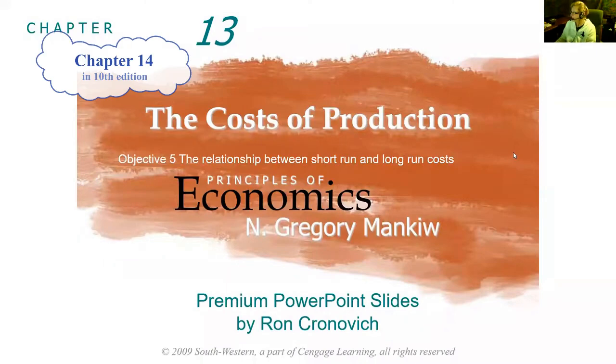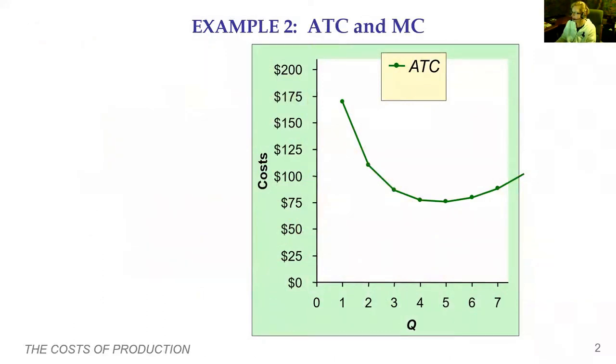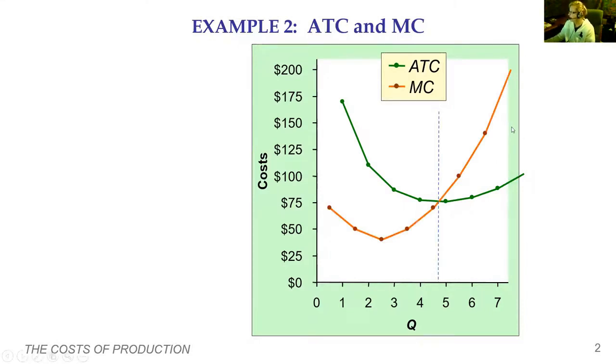Okay, so again, we're going to look at the relationship between short and long run costs here. Let's take a look where we left off. Remember, we were looking at the example in the last objective where average total cost and marginal cost meet. And remember, we said that it was important to take a look at where the two lines, marginal cost and average total cost, meet, which would be this point right here.